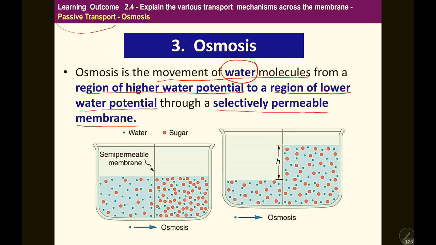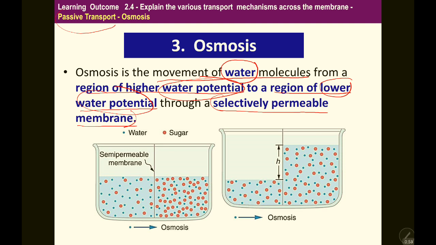So the selectively permeable membrane that we went through in the previous video means a semi-permeable membrane, like your plasma membrane, which only lets certain things through. The concept of water potential I will explain to you later. For now, just remember they move from high to low water potential.